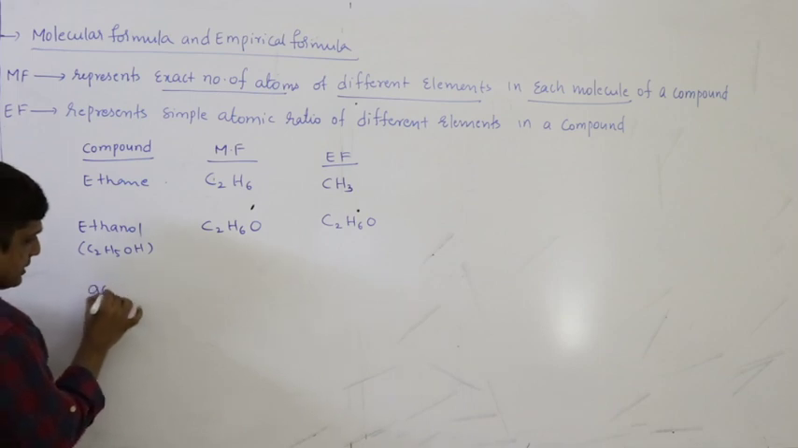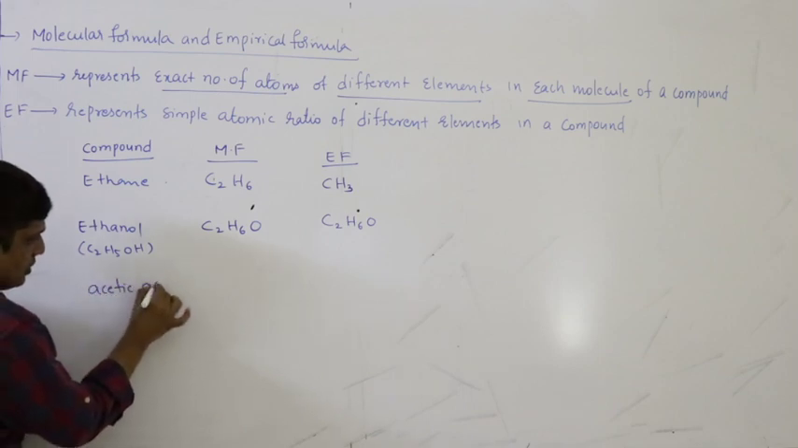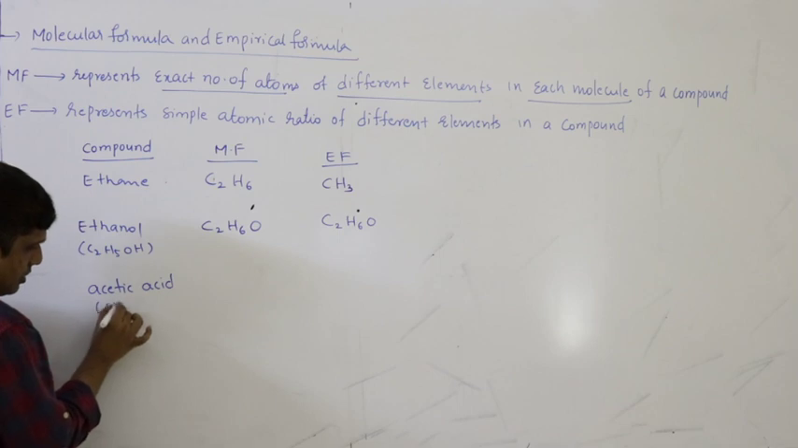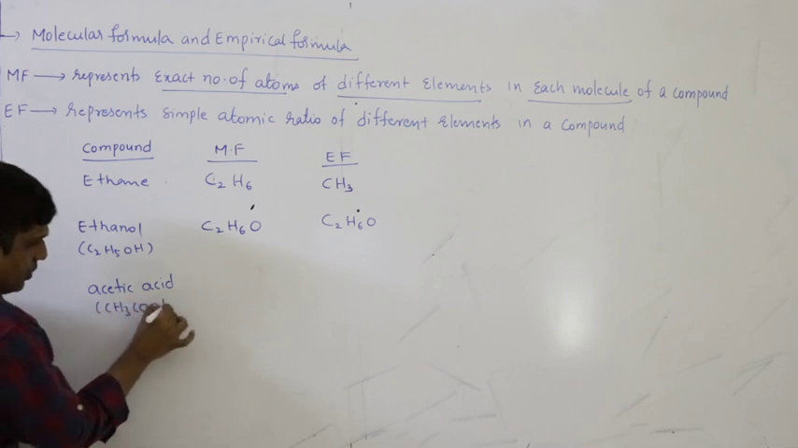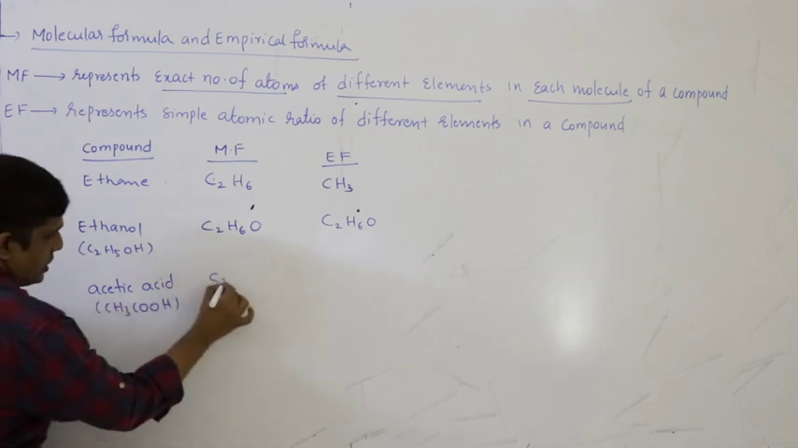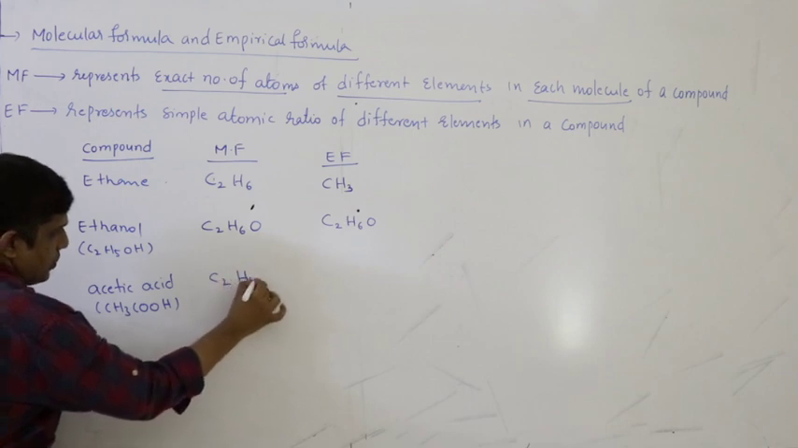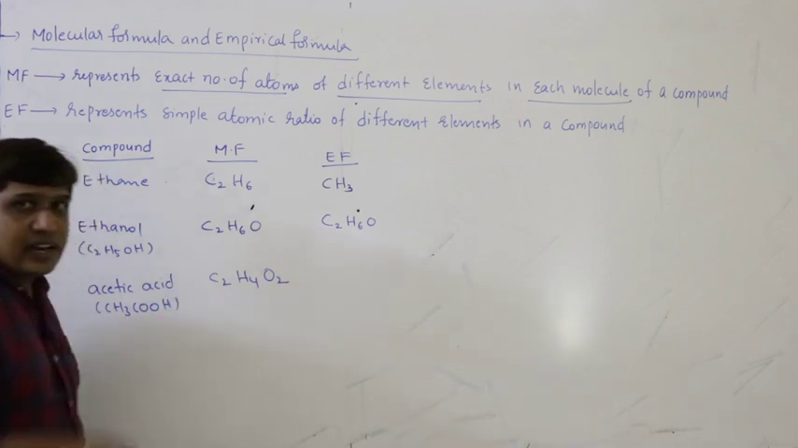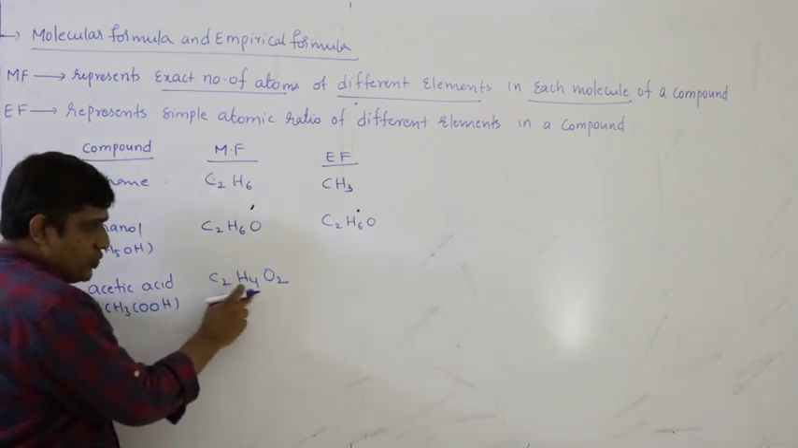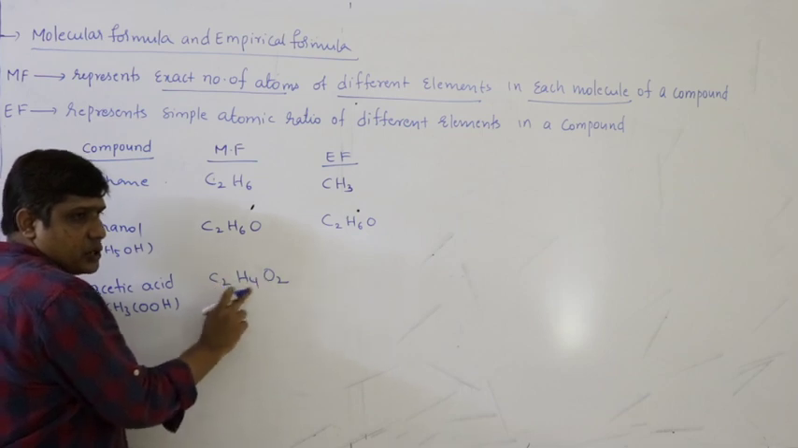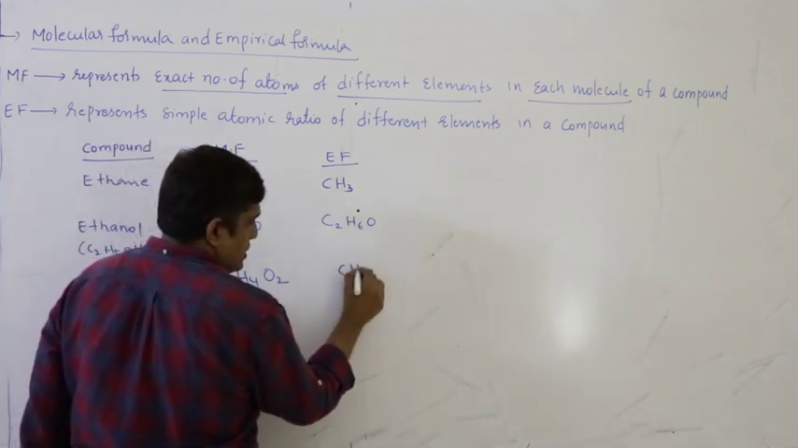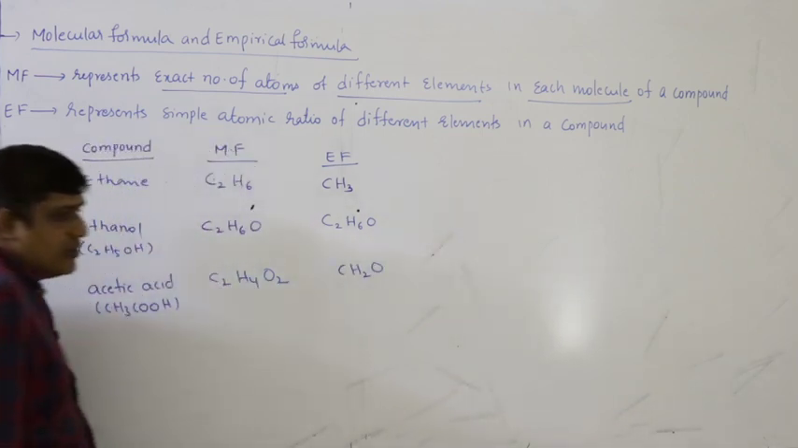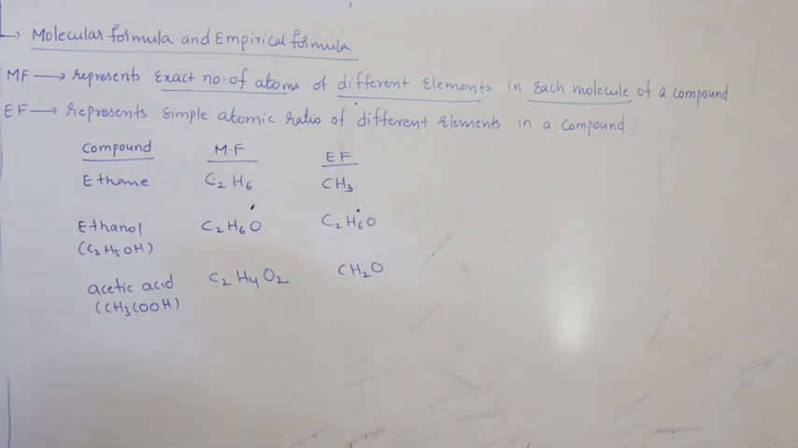Next, acetic acid. CH3COOH. So 2 carbon, C2H4O2. So is it possible to write the simplest atomic ratio? 2:4:2. That is nothing but 1:2:1. So this will be its empirical formula, 1:2:1.